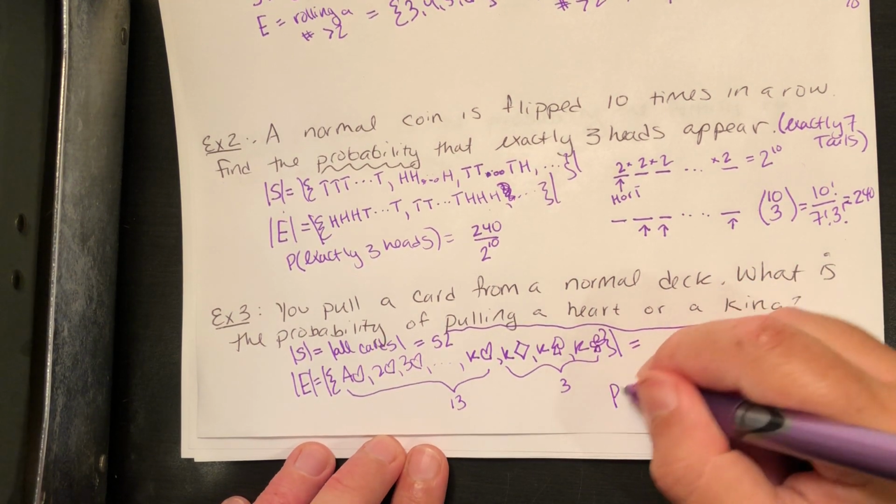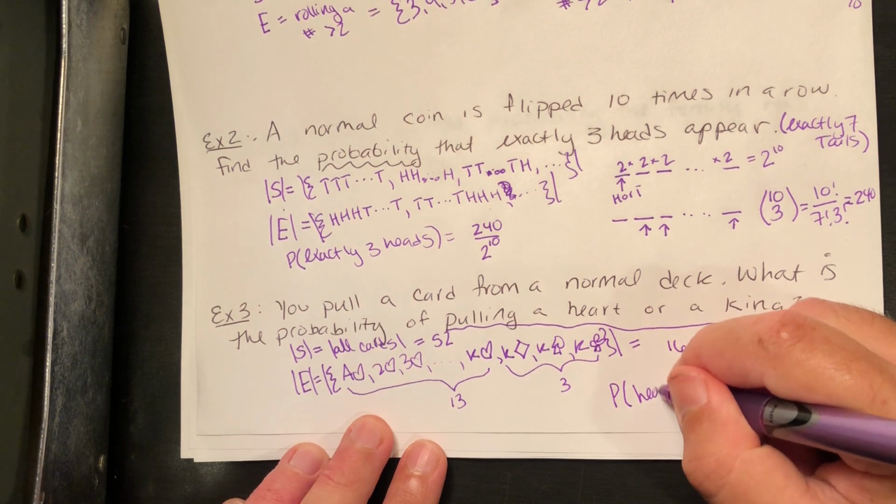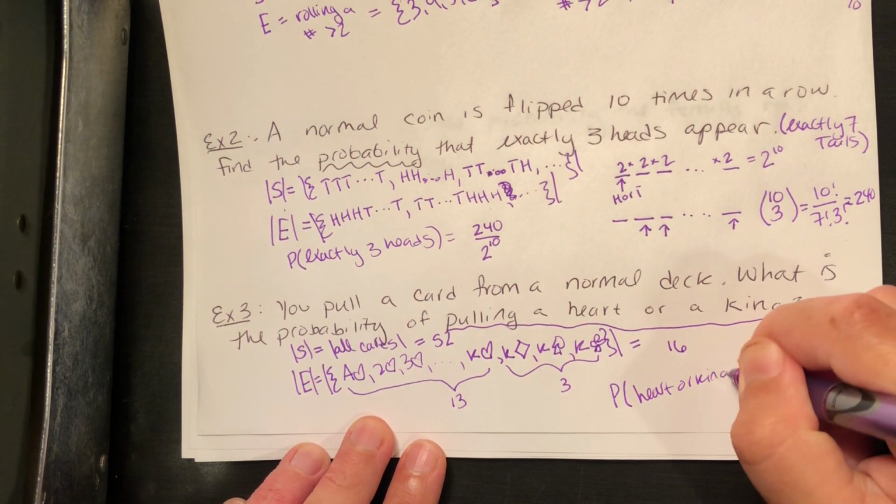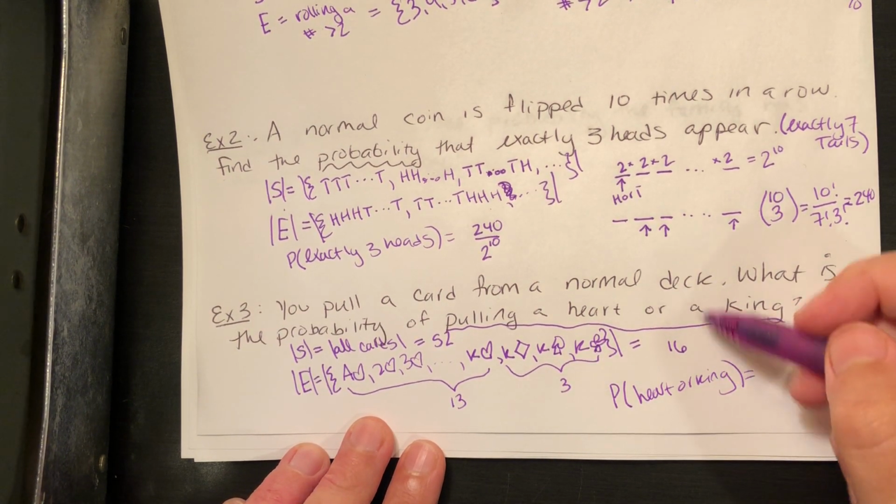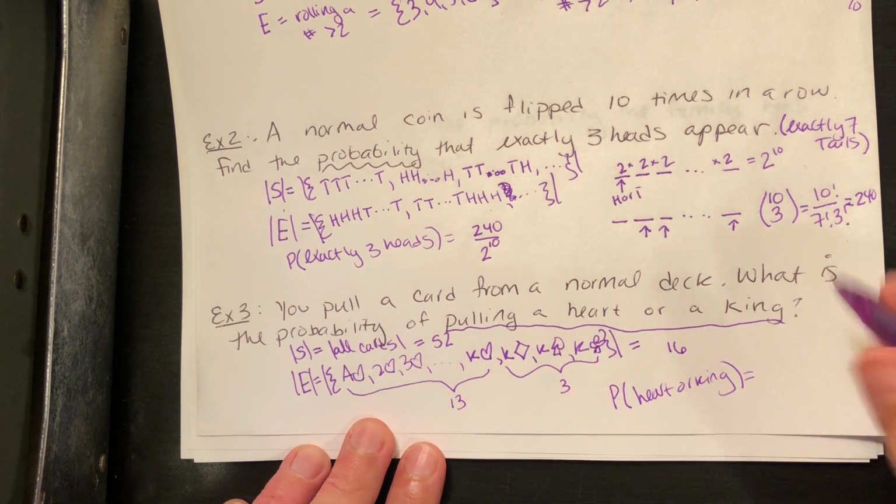And so the probability of pulling a heart or a king is going to be the cardinality of E over the cardinality of S, that is 16 over 52.